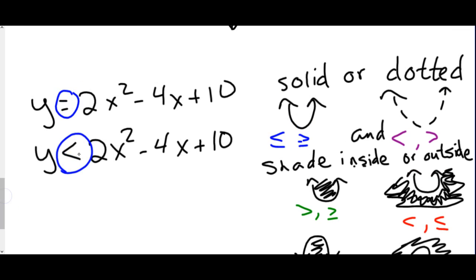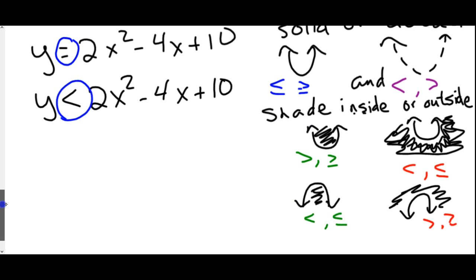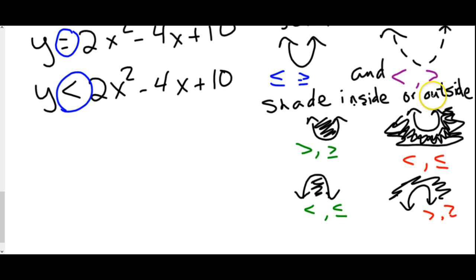We look at our symbol, less than. Looking at whether it's solid or dotted, that means it would be a dotted line. Then we look for shading inside or outside. We know our parabola is facing up or down depending on this first number. Since the 2 in front of the x squared is positive, we're facing up. If that number is negative, we're facing down. So we're facing up and we have a less than symbol. That means it's going to be outside the shape.